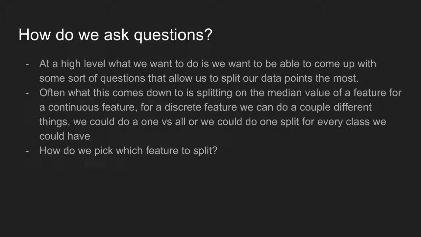At a high level, we want to come up with questions that allow us to split our points the most. Typically, for our features, we just pick the median value of that feature. If it's categorical, we could either one-hot encode it or just make a separate branch for every possible value of the feature. But again, we have to figure out which feature to split on.